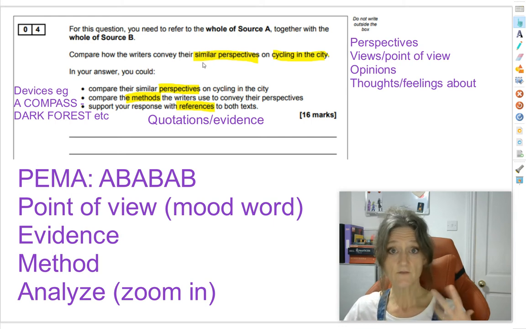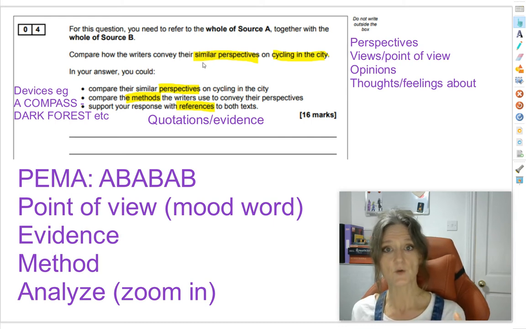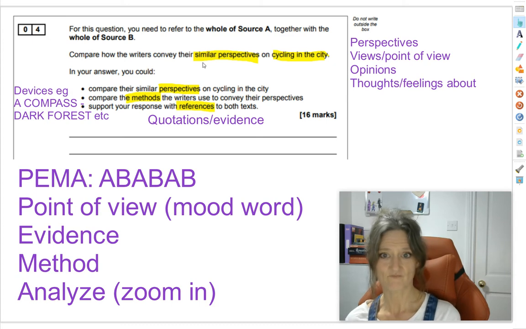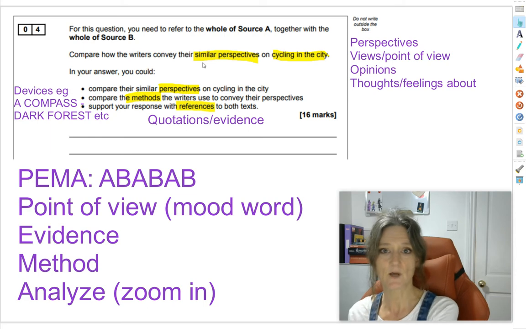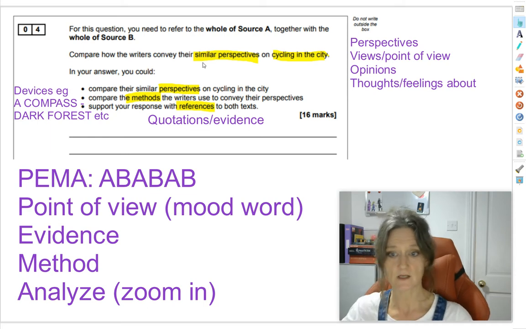However, it also does say compare, so it can be quite tricky comparing things that are similar. So obviously you're looking for similarities, but maybe you will analyze those similarities in different ways. Perhaps they're doing similar things but for a different reason, or perhaps they're doing different things to make a similar point or to prove that their perspective is similar. Okay, so here's our focus then: similar perspectives and cycling in the city. That's what we're focusing on.